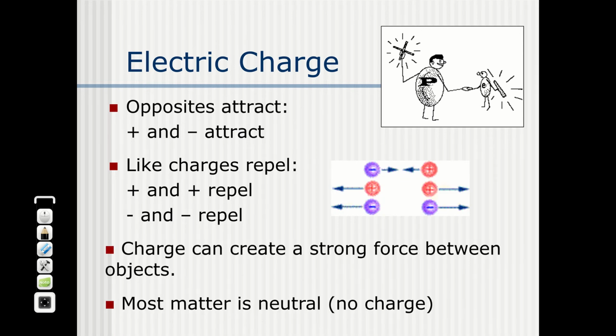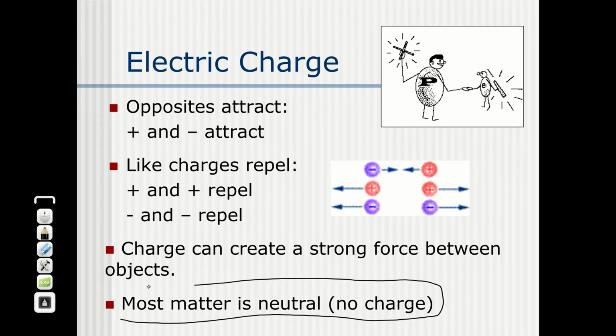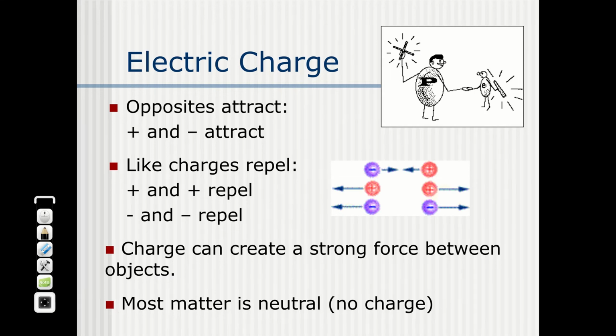So, when we have these charges, we can create a strong force between these objects. And basically, again, it's the force that's creating the attraction or repulsion. As I said, I hope most of this is review. Most matter is neutral. There is no charge. That's why you're not being pulled towards something because of its charge. But if something does become charged, we can see this attraction and repulsion develop between those objects.